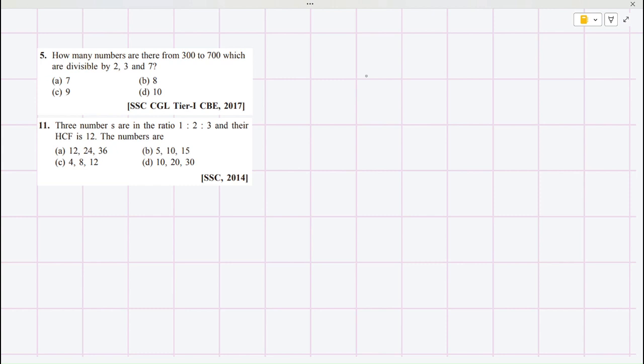So this question says how many numbers are there from 300 to 700 which are divisible by 2, 3 and 7. So basically this question asks that from 300 to 700, including these as well, how many such numbers are there which are divisible by 2, 3 and 7, that is, divisible by these three numbers. Not just one, not just two, those numbers should be divisible by all these three numbers.